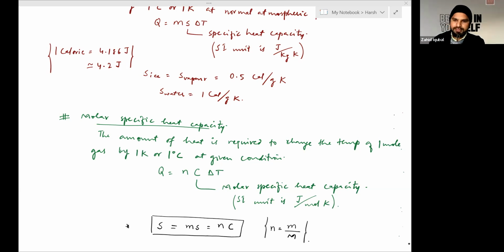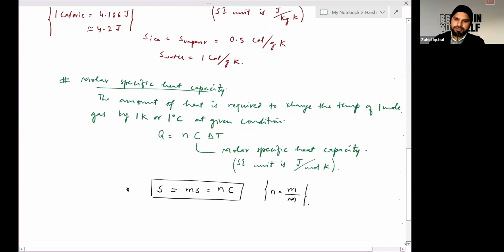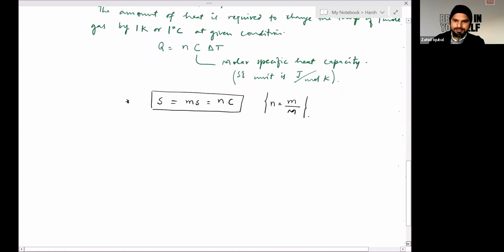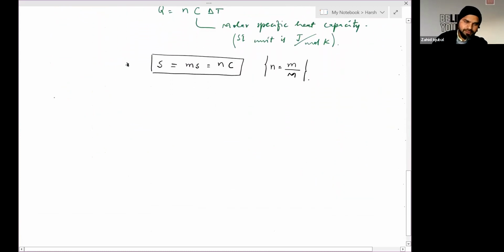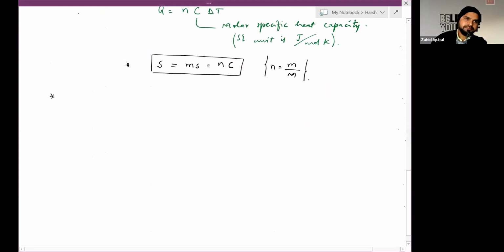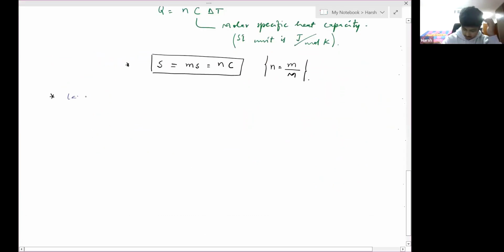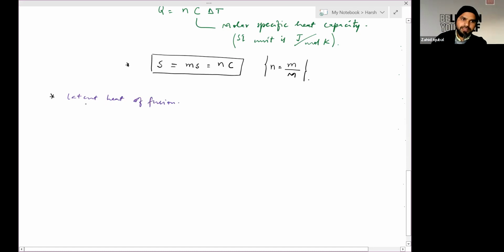So these are the different heats which are responsible for changing the temperature of a substance. Next is latent heat. First one is latent heat of fusion, that is conversion of ice into water at its melting point. It will be solid.